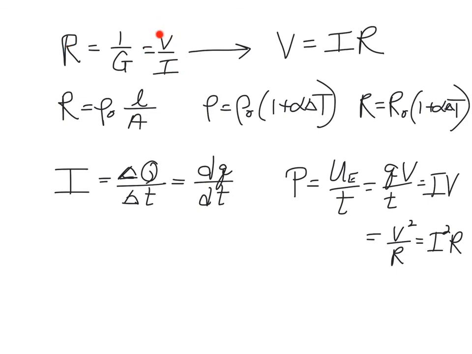So this is our definition of resistance. And this definition of resistance rewritten becomes the relationship between voltage, current, and resistance, and is a widely used relationship called Ohm's law. So this is Ohm's law, and it's what we use all the time when we're doing circuits.